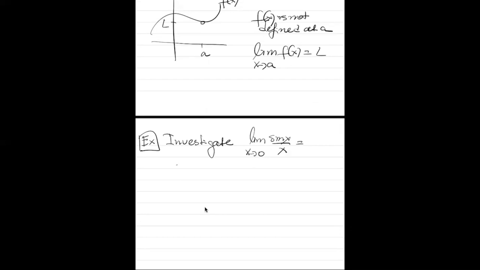I'll show you the graph. So the graph looks like this, but at x equals 0, as you can see, it's not defined, right? Because we can't divide by 0. Well, this limit is 1, okay? And that actually will become one of our formulas, a very important one.